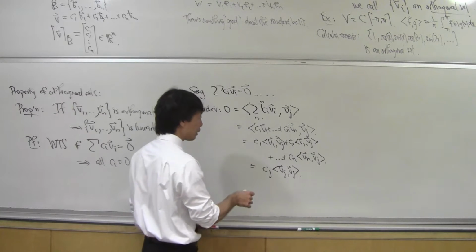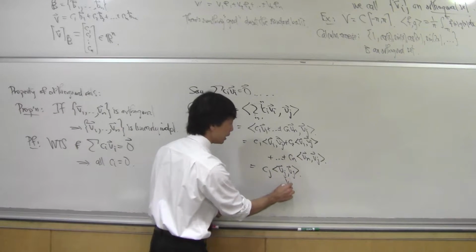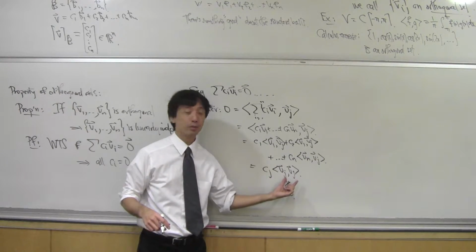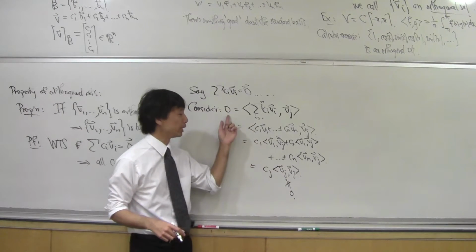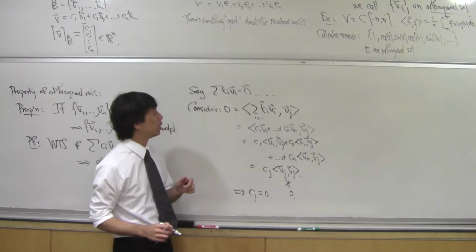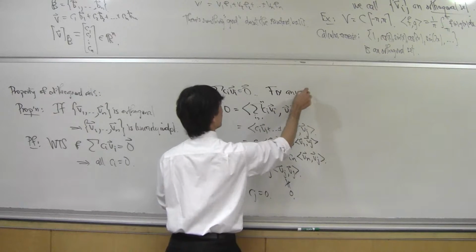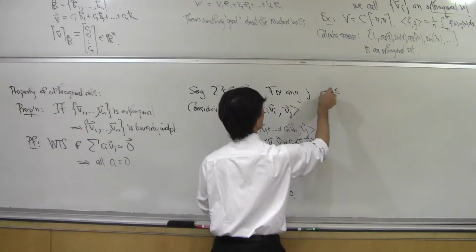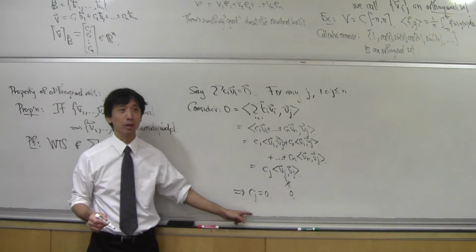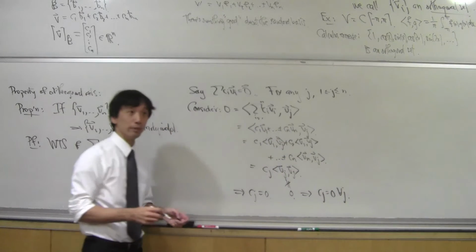But what's Vj? Is Vj equal to 0? No, this is non-zero, because remember, we have an orthogonal set. None of these is the 0 vector. So something non-zero times Cj is 0, and that gives you that Cj is equal to 0. Fix any j between 1 and n, and you see that Cj is 0. So all of the Cj are 0, and so you have linear independence.